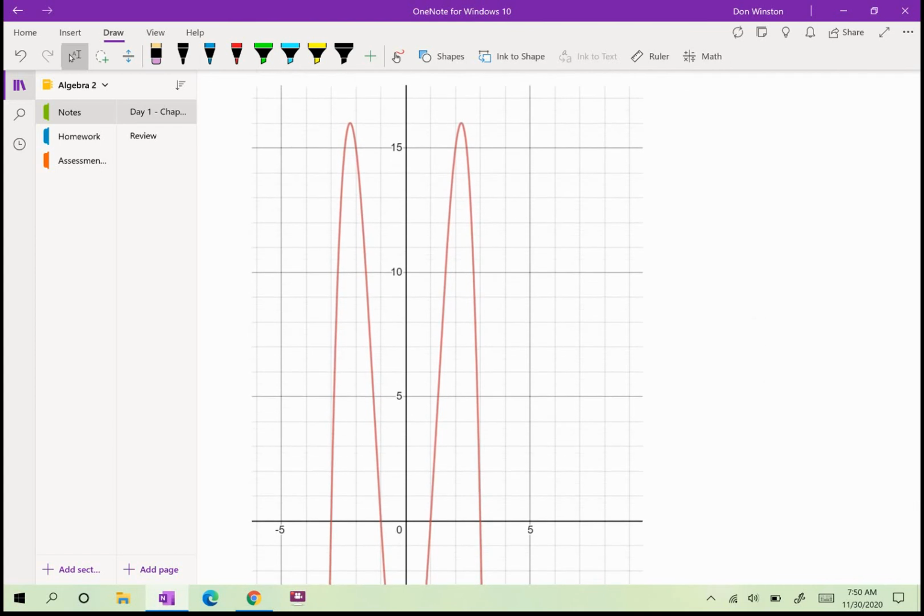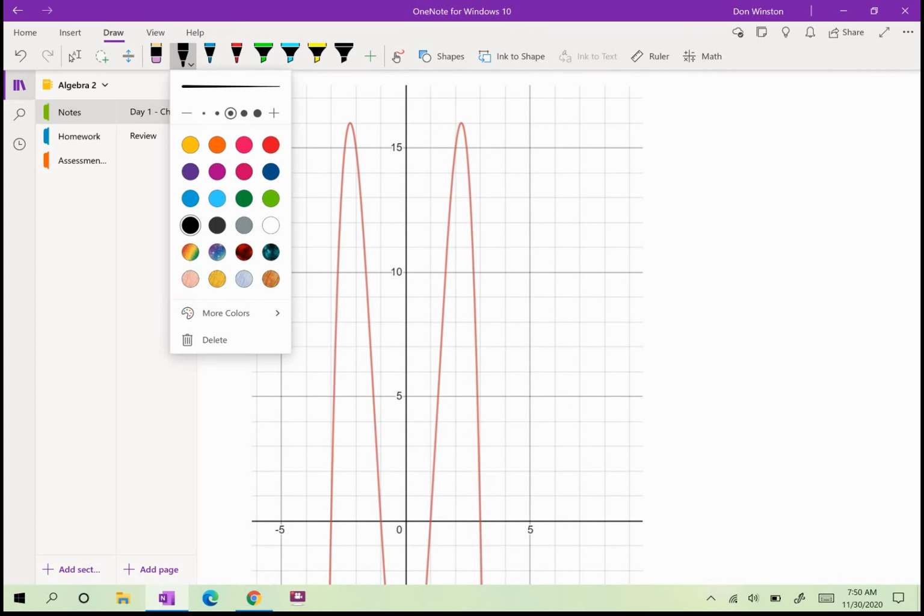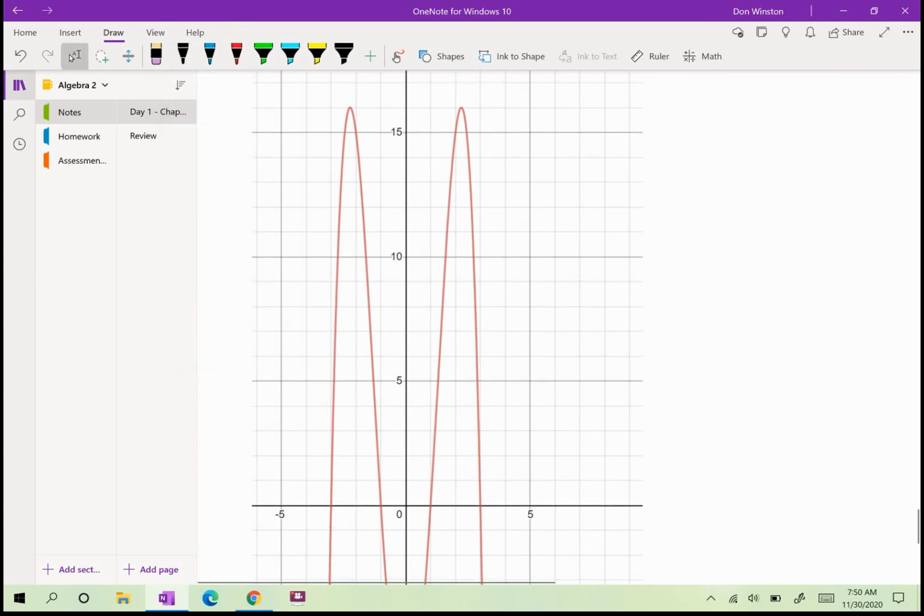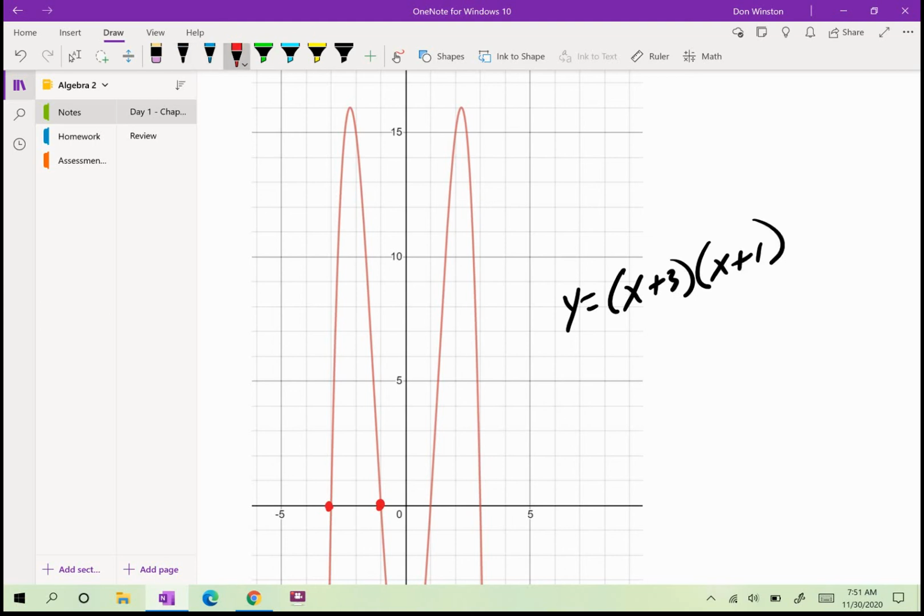All right, and then the last one. I see that the graph points down on both ends. So it's an even degree, and it has to have a negative leading coefficient. My zeros would be -3 and -1. So the intercept form would be x plus 3 times x plus 1. And then my other zeros are 1 and 3, so that would be x minus 1 times x minus 3.